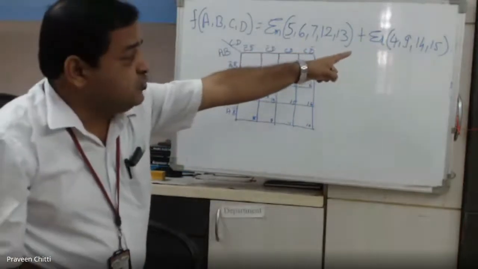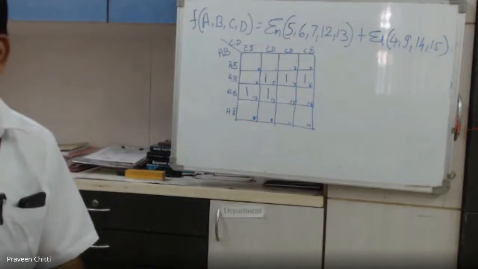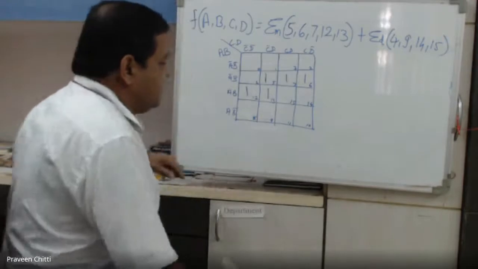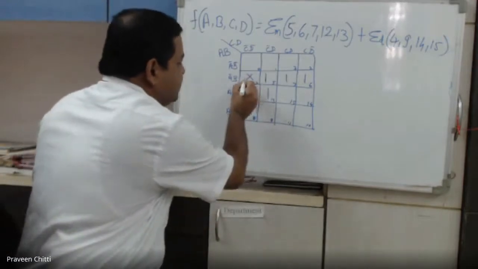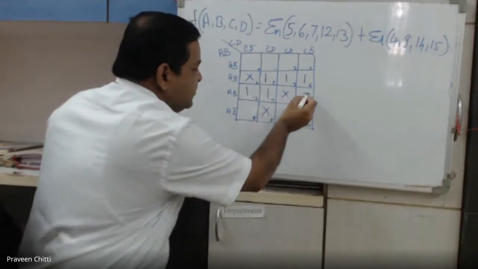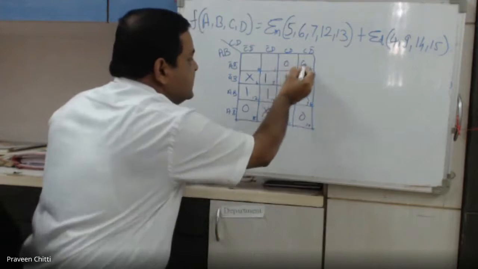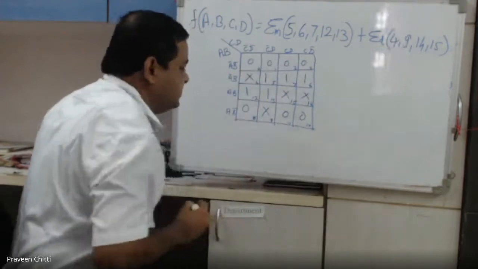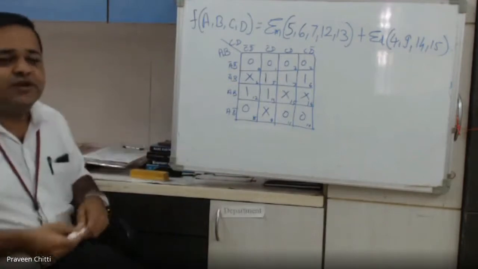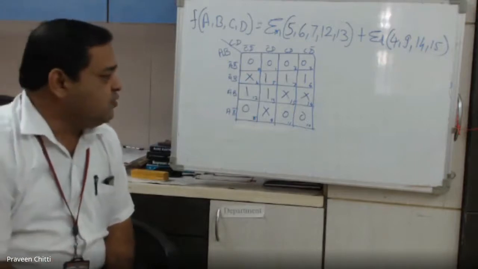And corresponding to 4, 9, 14, 15, what should I write? I have to write don't care. And the remaining, I have to enter what? Compulsory, remaining cells you have to enter with 0. As per the given problem statement, we have entered the minterms, don't cares as well as the 0s. Now how should I form the group?